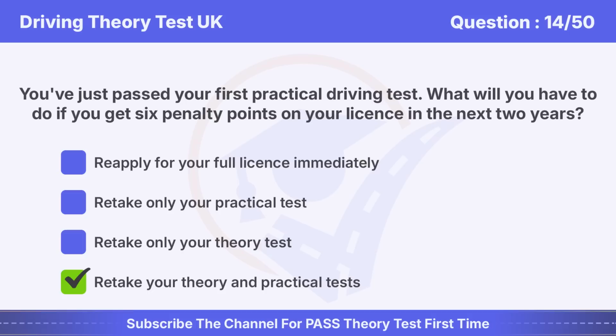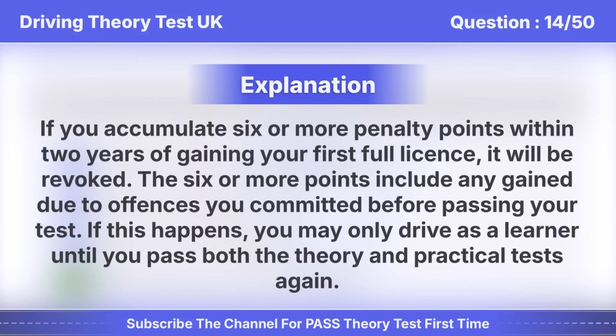Answer is D, retake your theory and practical tests. If you accumulate 6 or more penalty points within 2 years of gaining your first full license, it will be revoked. The 6 or more points include any gained due to offenses you committed before passing your test. If this happens, you may only drive as a learner until you pass both the theory and practical tests again.